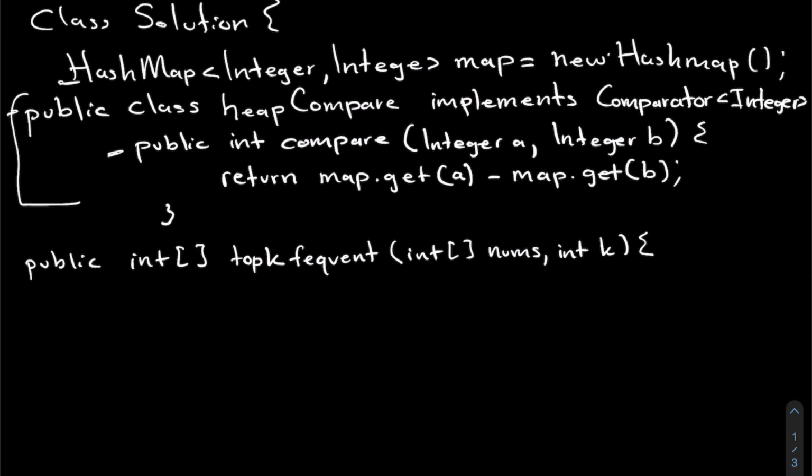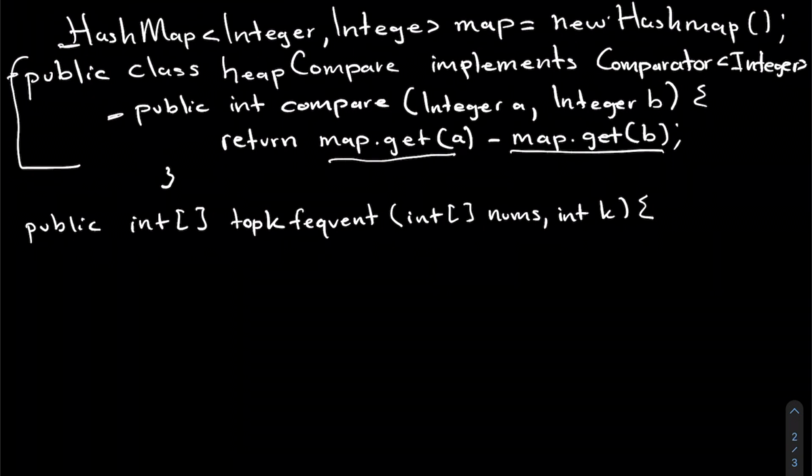Basically, we're just grabbing the value here, map.get. So we're returning map.get(a) minus map.get(b), and we're basically just comparing integers. The way the comparison works is it returns either +1, -1, or 0 based on what the value is. You can go more in depth by looking up some of the Java utils, but I'm going to continue writing the code here.